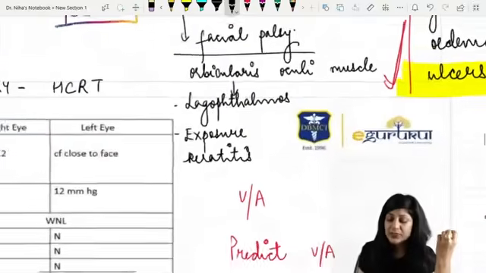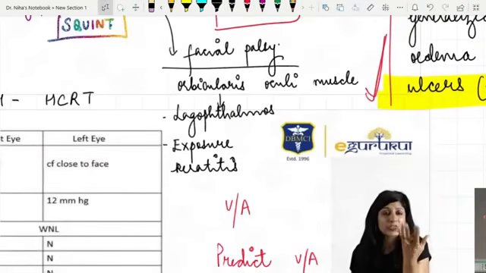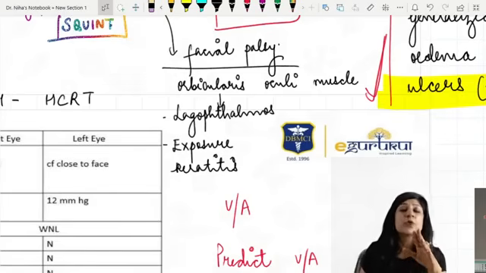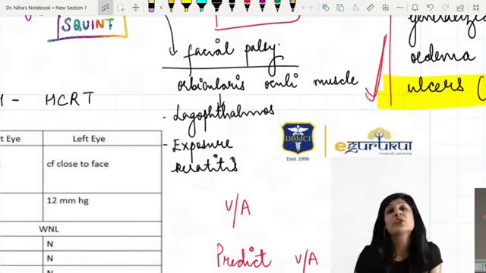Exposure keratitis means that if the patient is not able to close the eye, it stays open, so it is more exposed. I can have exposure keratitis. The same can happen in cases of herpes zoster also, when you have neuroparalytic keratitis.